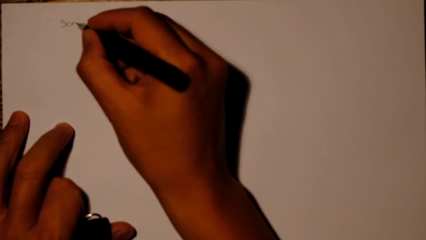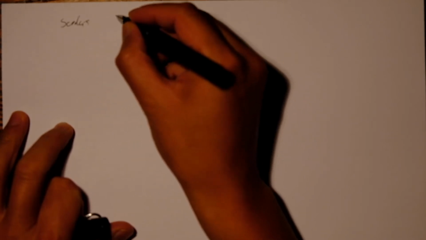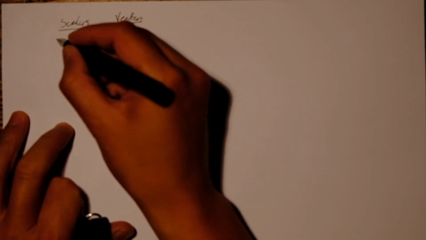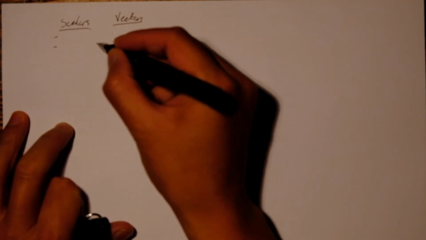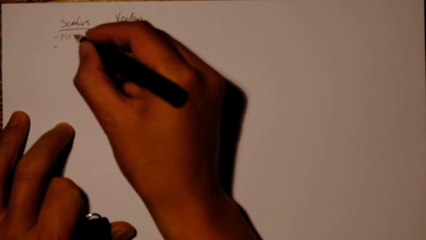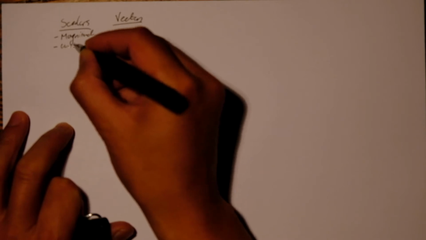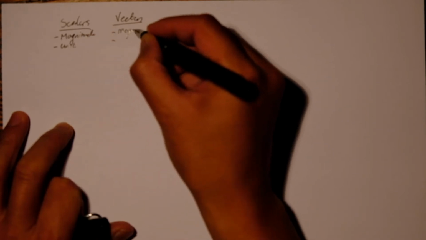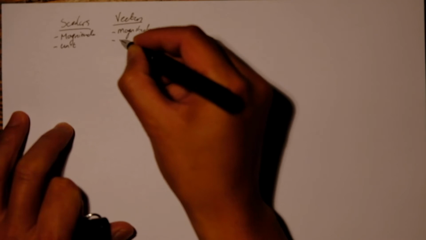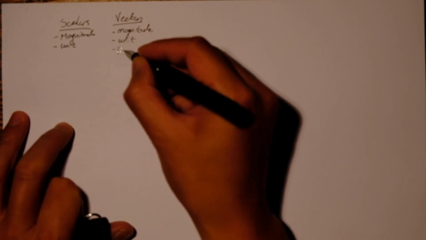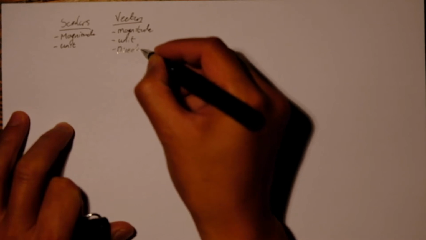So, today we did a revision on the idea of scalars and vectors. Basically the idea behind the two is that both of them have a magnitude and a unit. The only difference is that vectors have a direction.